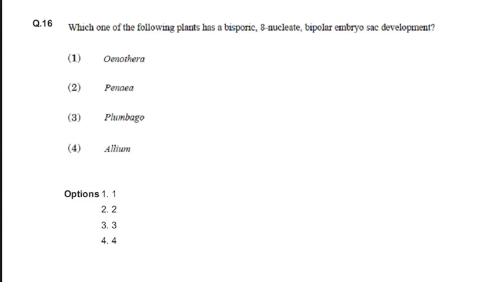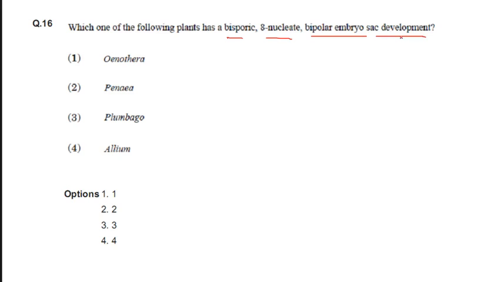So the answer will be 2. Now this question is from Plant Development Unit 5, but since we are discussing plant biology, I have included this question as well. The question is, which one of the following plants has a bisporic 8-nucleate bipolar embryo sac development?